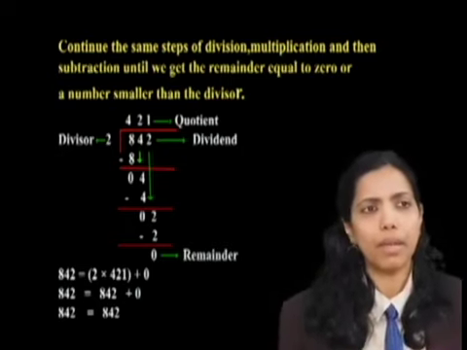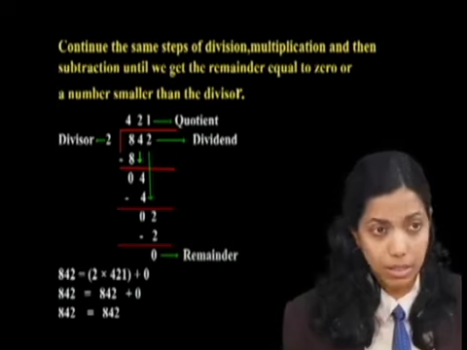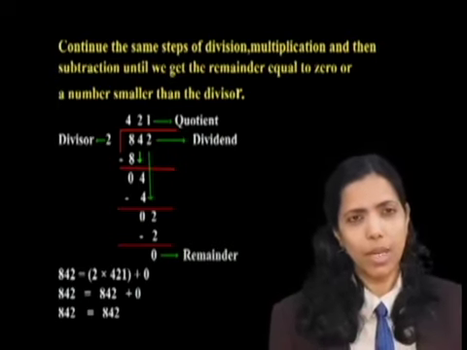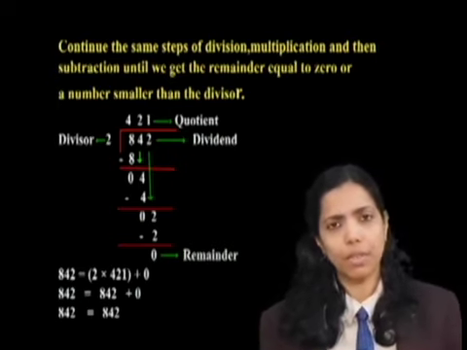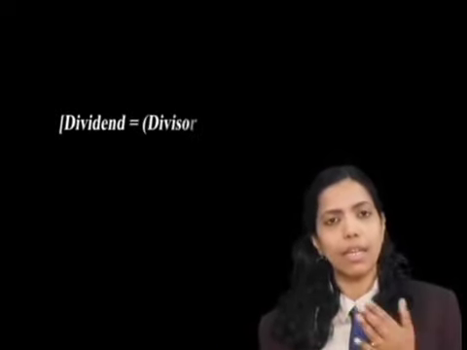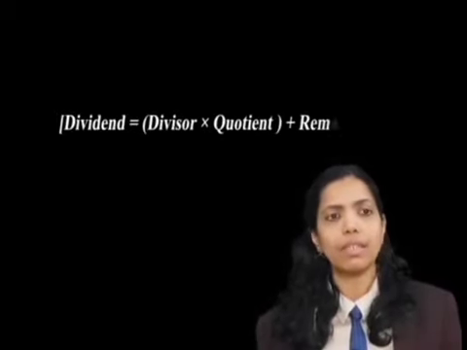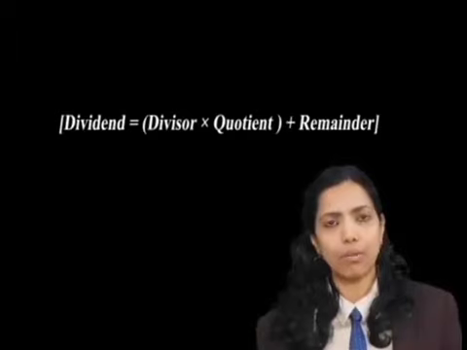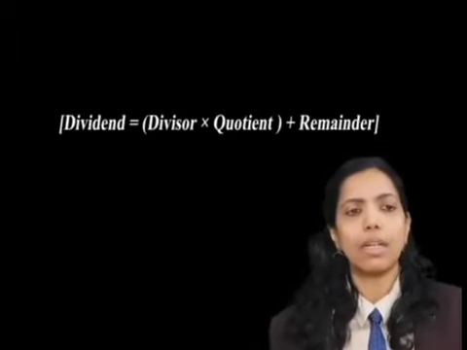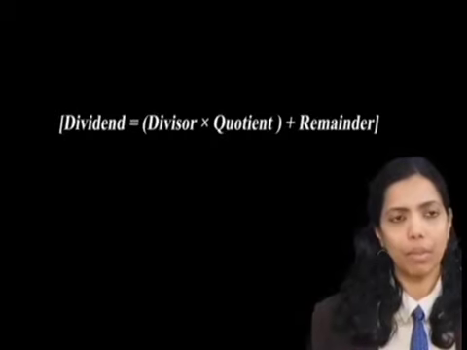If you are multiplying 2 times 421, what is the answer? We are getting 842 itself. So 842 plus 0 is of course 842. So we are getting the dividend equals divisor into quotient plus the remainder. It is known as the division algorithm. The dividend equals divisor multiplied by the quotient plus remainder.